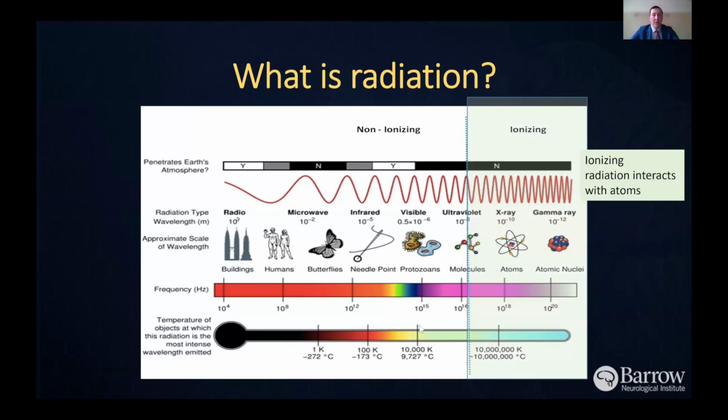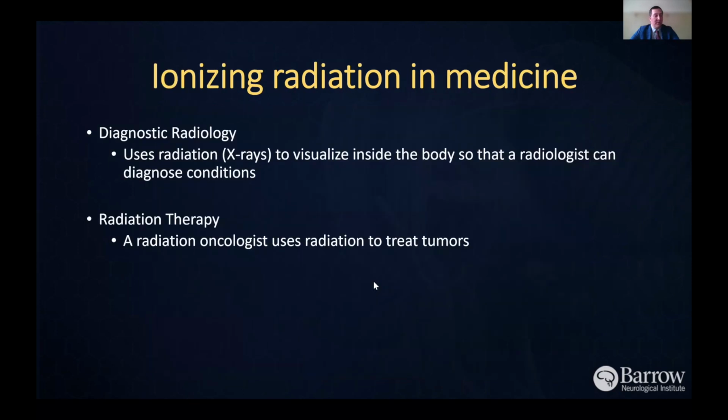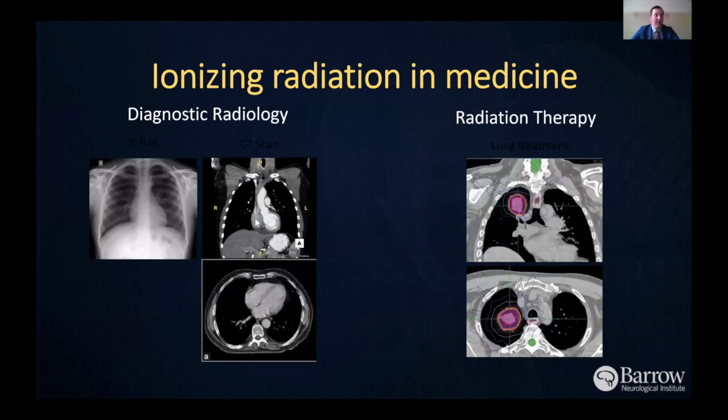So ionizing radiation is used in the medical field in a few ways. In diagnostic radiology, we use radiation, namely X-rays, to visualize inside the body, so we can help diagnose different conditions. And then in radiation therapy, a radiation oncologist, such as myself, uses therapeutic radiation to treat tumors, like pituitary tumors.